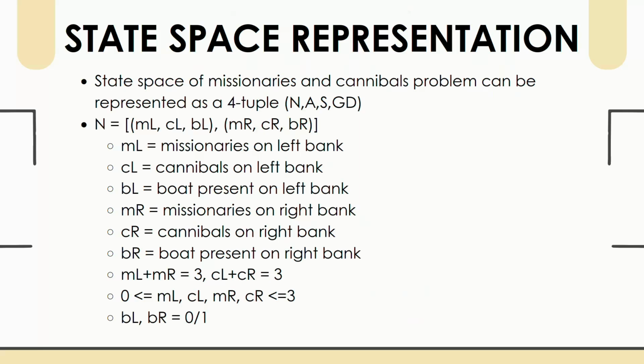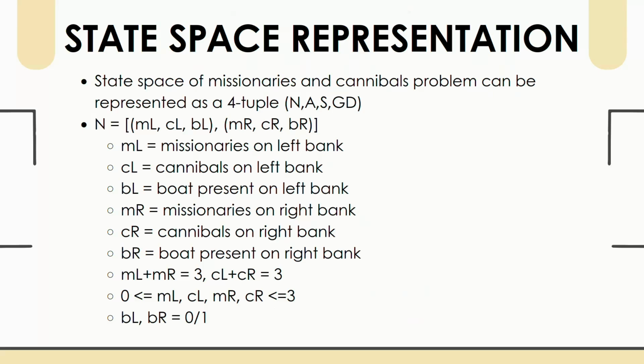So this is a state space representation of the problem statement. It is represented as a 4-tuple consisting of N, A, S and G, D as attributes. N is as follows. M consists of ML, which is the missionaries on the left bank. CL is the cannibals on the left bank. BL is the boat present on the left bank. MR is the missionaries on the right bank. CR is the cannibals on the right bank. And BR represents the boat on the right bank.